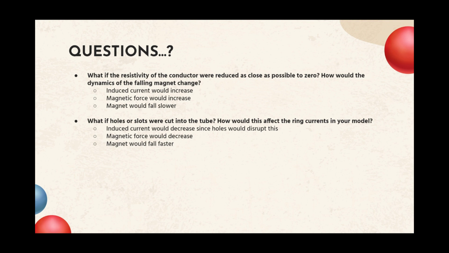And then what if holes or slots were cut into the tube? How would this affect the current? The induced current would decrease since the holes would disrupt the uniformity. The magnetic force would decrease because of this as well. And then the magnet would fall faster down the tube than if it was even.